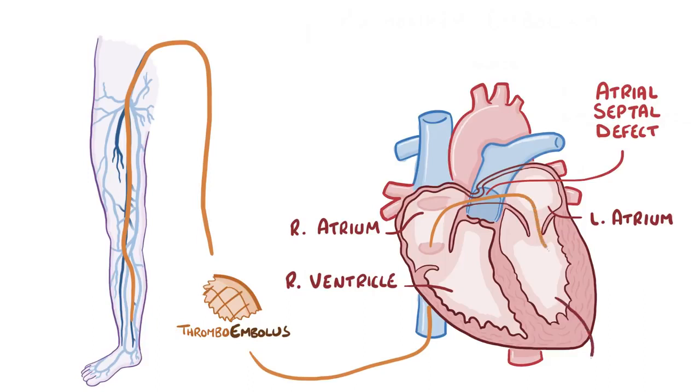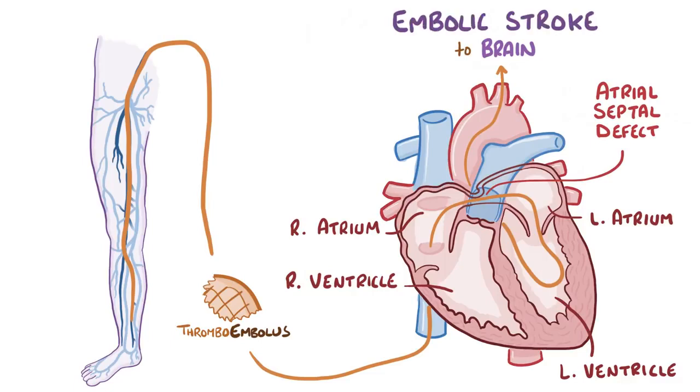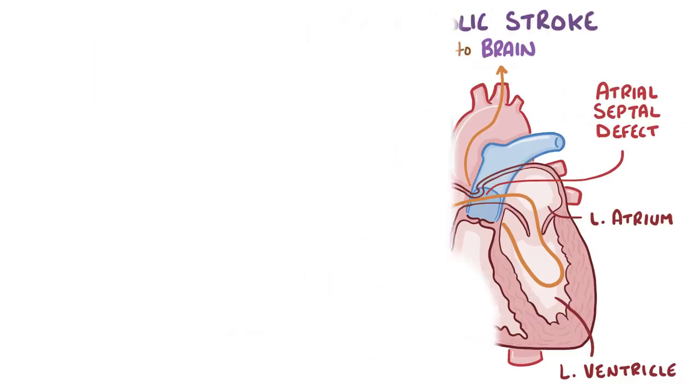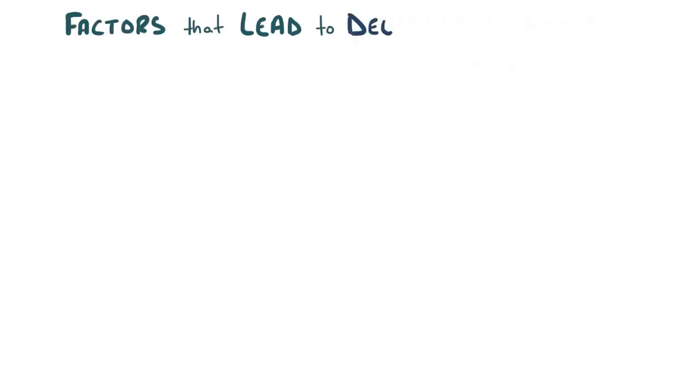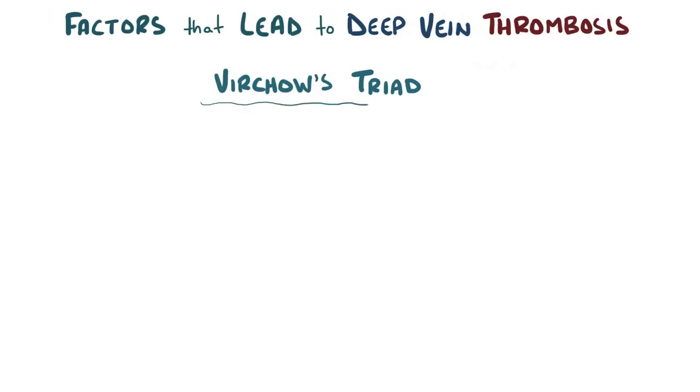Unfortunately, the clot goes into the left ventricle and can get pumped out to the body, often heading towards the brain and cutting off a blood vessel serving the brain, which can cause an embolic stroke. There are three main factors that lead to a deep vein thrombosis, which are referred to as Virchow's triad.